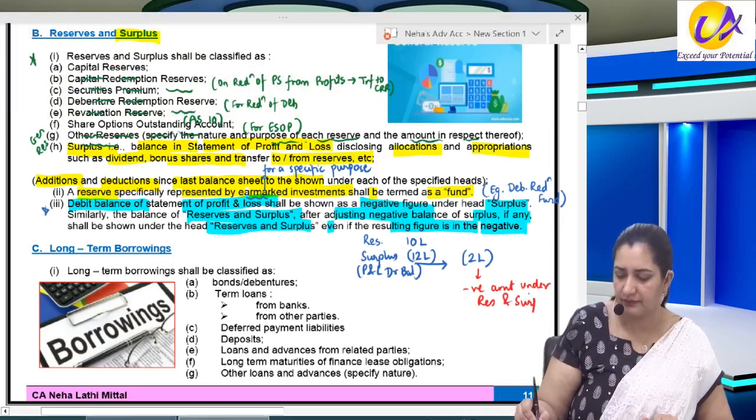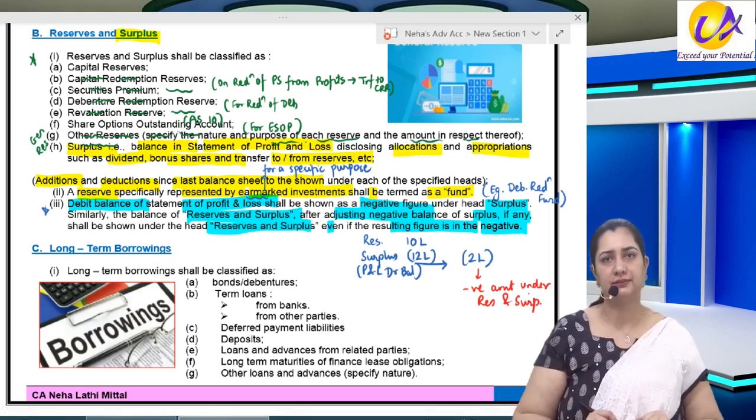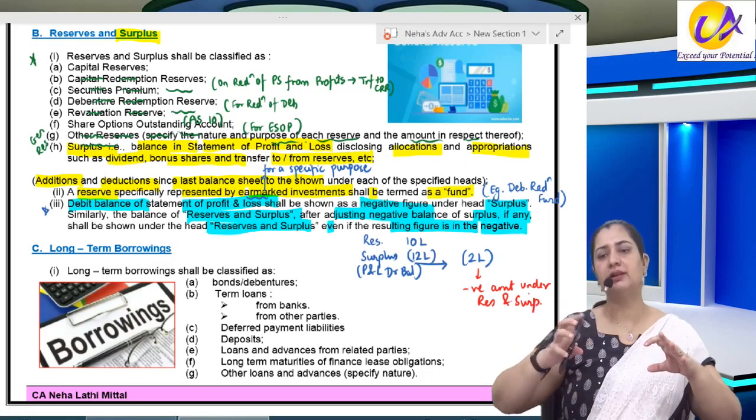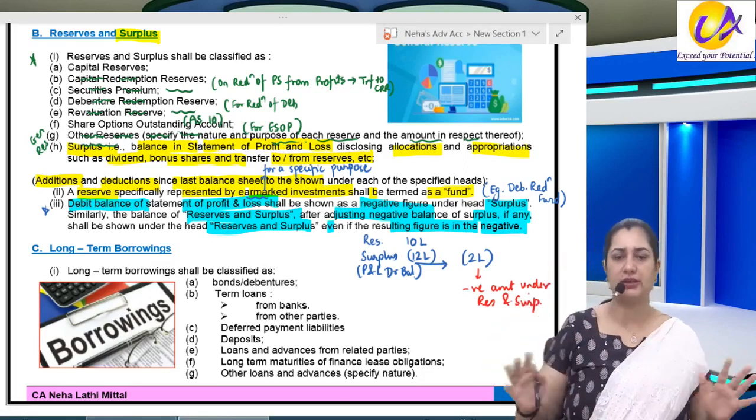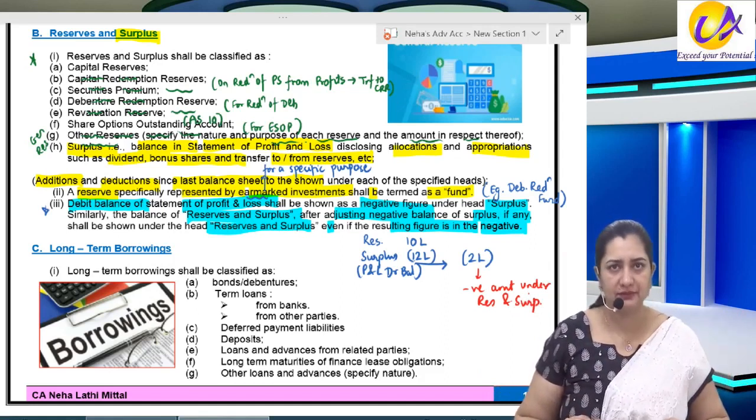Possible. So this is how things are. So this is what they're saying. It can be a minus figure and you might be showing it as minus here. That's okay. So I hope this is clear.